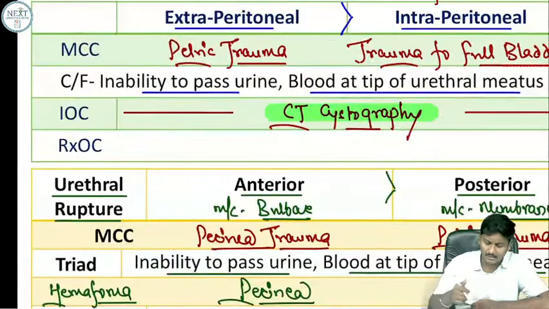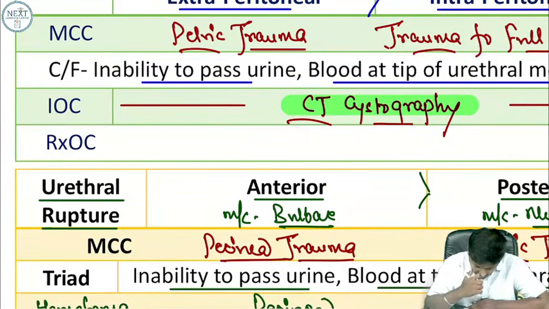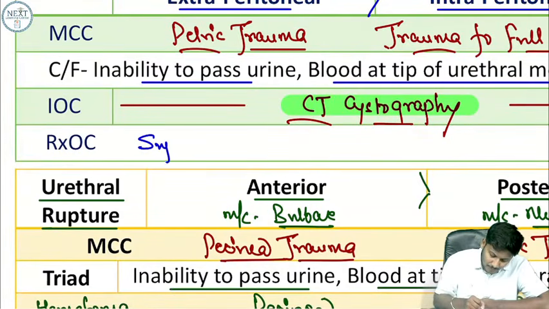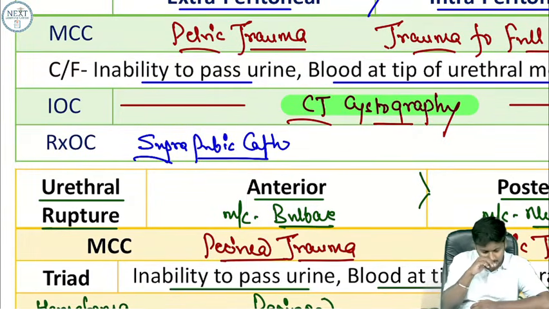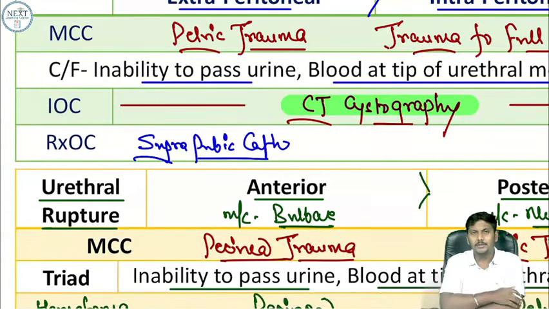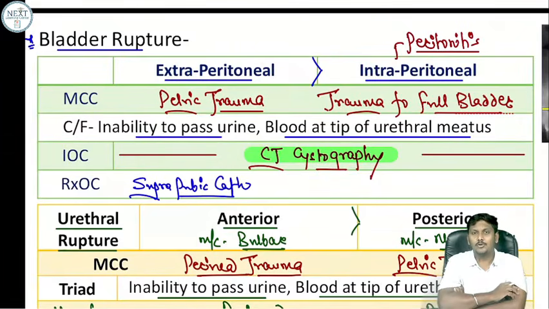We know the treatment of bladder rupture was left. If it is an extraperitoneal bladder rupture, definitely the treatment is only a suprapubic catheterization and suprapubic cystostomy. Remember the reason: if you directly drain the bladder, it is going to heal automatically, spontaneously. You just have to drain the bladder with the help of a suprapubic catheter, and the extraperitoneal bladder is going to heal on its own. You don't need a repair.